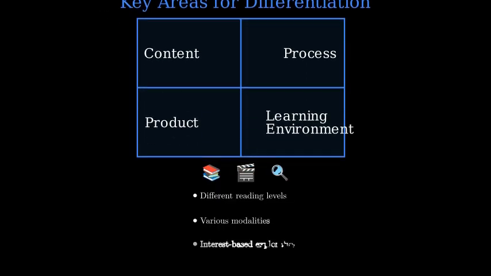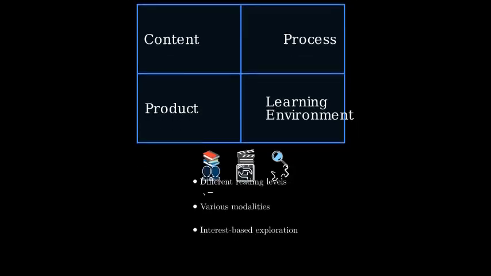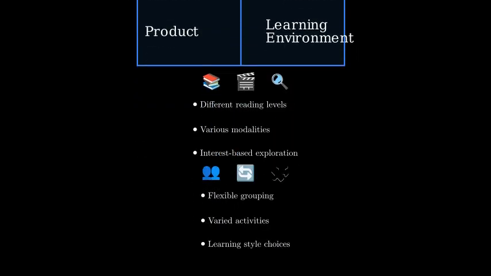Content refers to what students learn or the materials they use to access information. Teachers can differentiate content by offering texts at different reading levels, presenting concepts through various modalities, or allowing interest-based exploration. Process refers to how students understand or make sense of the content through learning activities. This might involve flexible grouping, varied activities, or providing choice in learning styles.